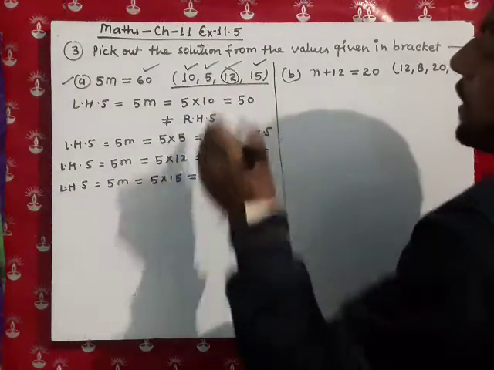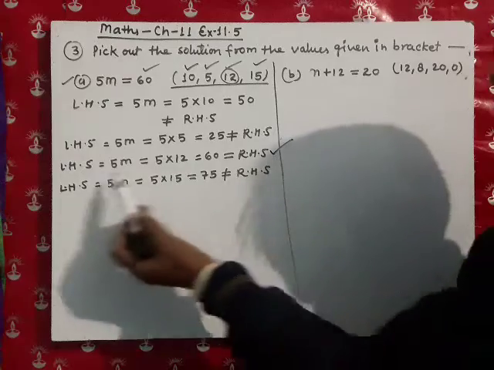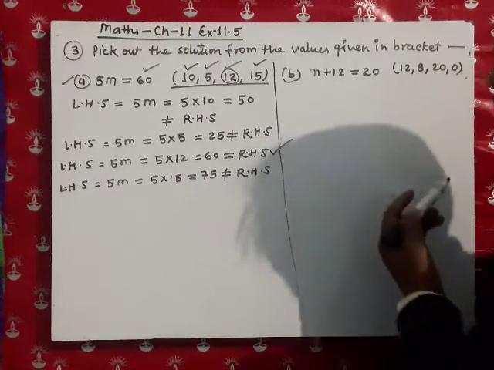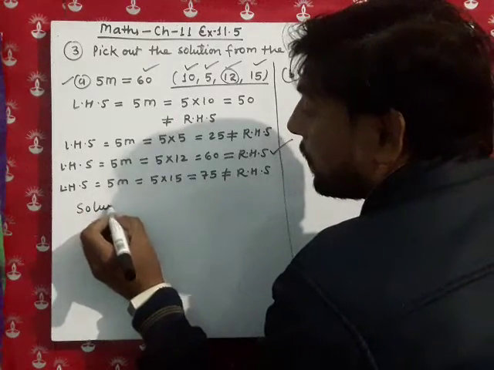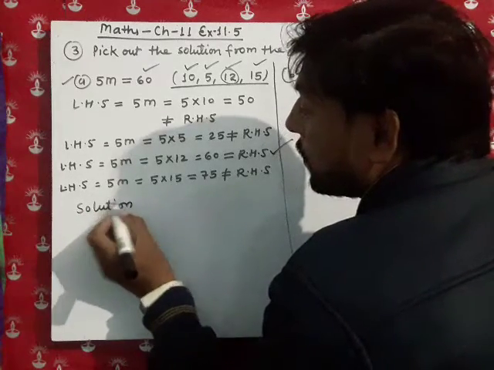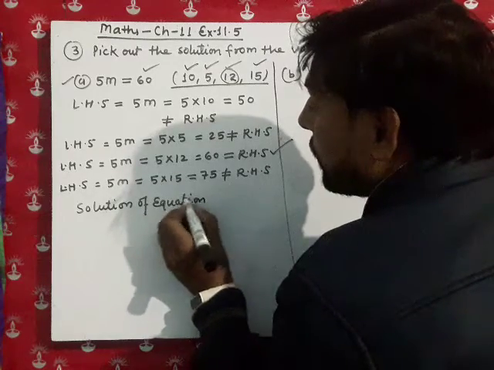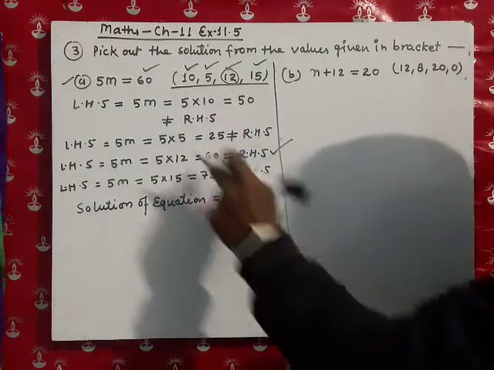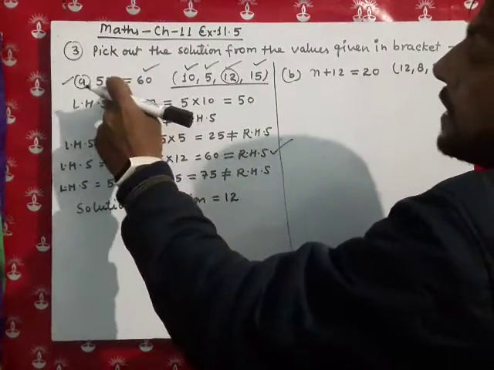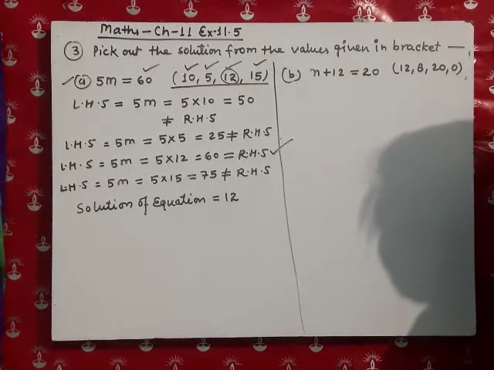So only the value where the LHS and RHS are equal is known as the answer. Here only 12 is the value that makes the LHS and RHS both equal. So here the solution of the equation is 12. If we place 12 here, then 12 fives are 60, and they will be both equal. So this value of m is the solution of the equation.